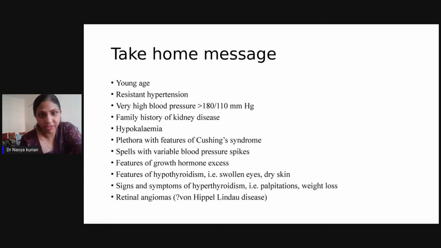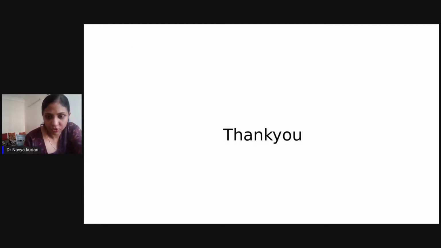So what is the take-home message? We should be screening all patients with young age of onset of hypertension, resistant hypertension, and patients with very high blood pressure, that is BP more than 180 by 110 millimeter of mercury. If the patient has a family history of kidney disease, hypokalemia, plethora with features of Cushing syndrome, hypertensive spells with paroxysms, growth hormone excess, features of hypo or hyperthyroidism, or angiomas. So that's all. Thank you.